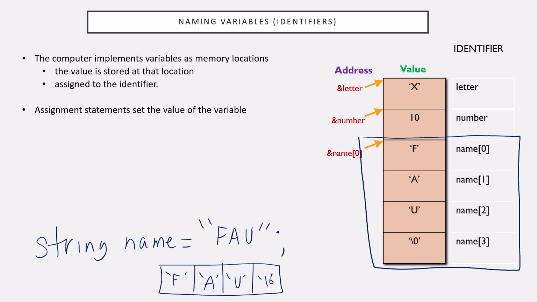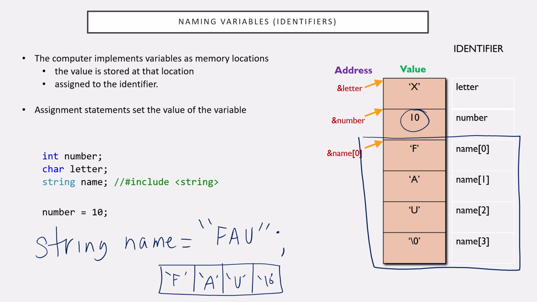Yeah, we have int number, char letter. So when they get declared, they don't have values like I drew in the other slide. And then once you assign them values, then they will be given a value.